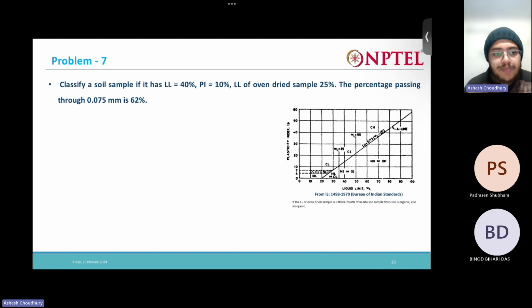Now solve this problem. Classify a soil sample if it has a liquid limit 40%, plasticity index 10%, liquid limit of oven dried sample is 25%, the percent passing through 75 micron is 62%. Okay, try to solve this one and also take help of whatever is written here. I've given some notes here. Just try to take help of this and solve this. I will give you 2 minutes. Just try once, similar to the previous problem.